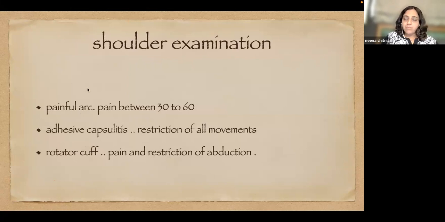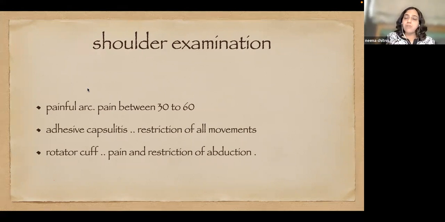After the elbow, we go on to our shoulder. Now again, like the elbow, if a patient has told you about isolated involvement of the shoulder, most of the time the patient might have a local shoulder problem like a tendinitis rather than an inflammatory arthritis. There are many conditions which affect the shoulder, like painful arc, adhesive capsulitis, rotator cuff. So while examining, we will be able to have a judgment of these things.